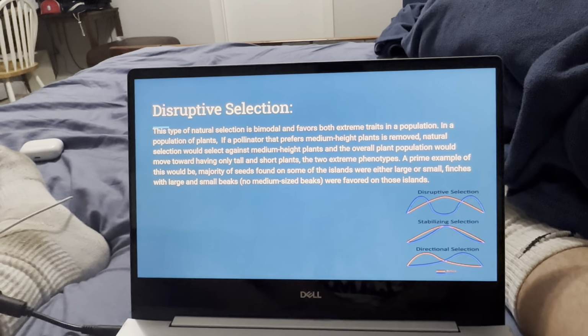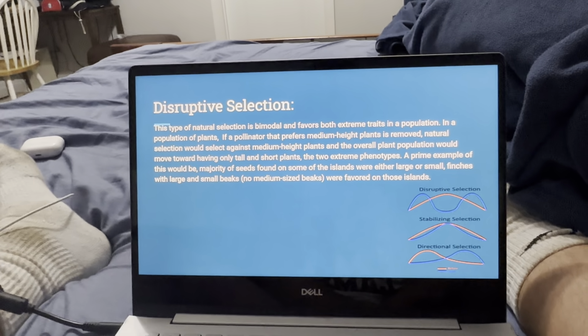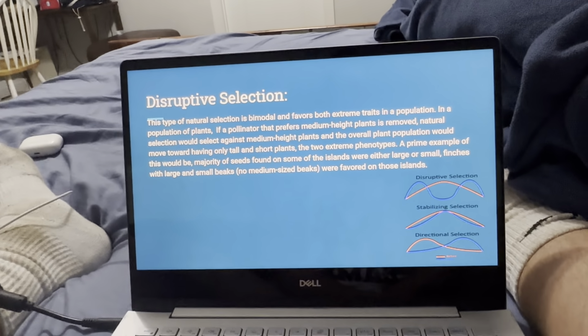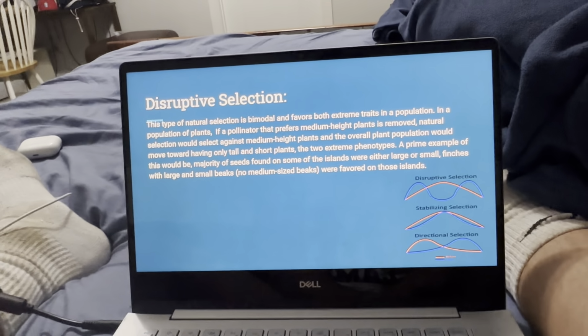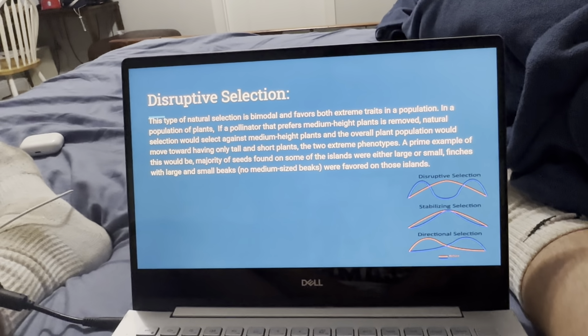So pretty much cutting out the middle, if they don't have the middle, they'll go to one end of the spectrum or the other. It's pretty much what this is in a nutshell, and this gives two extreme phenotypes.